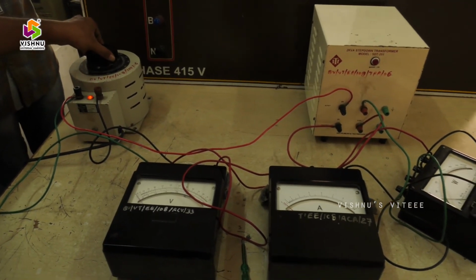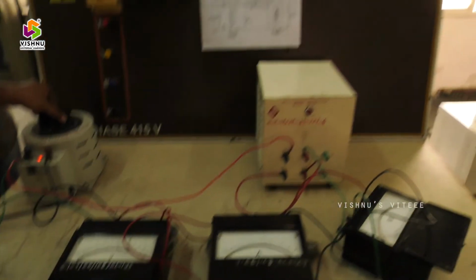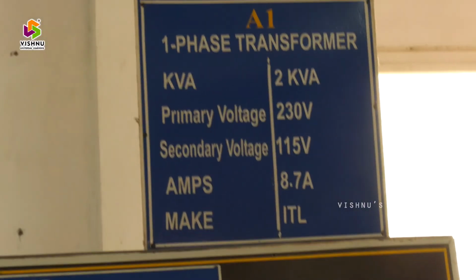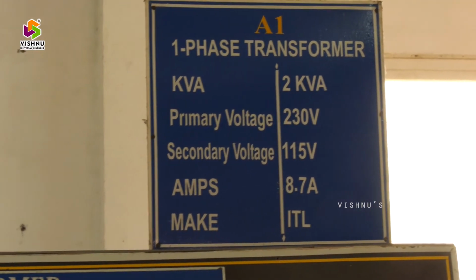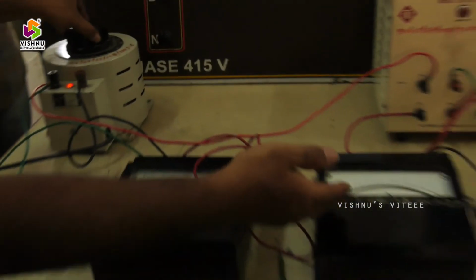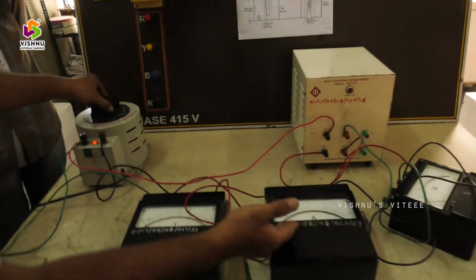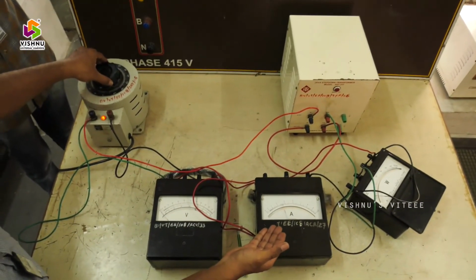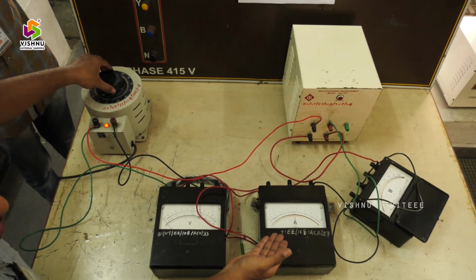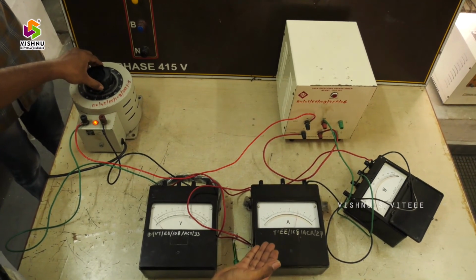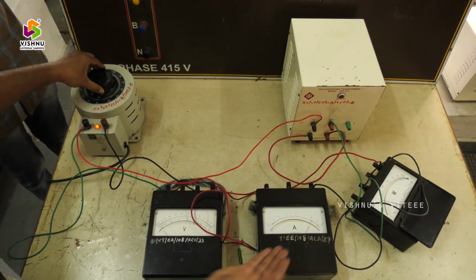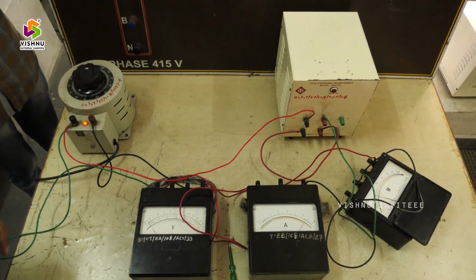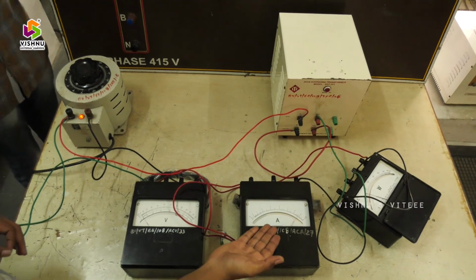The rated current of the transformer is 8.7 amps. Whenever you are operating the knob of the auto transformer, slowly observe the ammeter reading in parallel. The knob will be varied until the ammeter reading shows 8.7 amps. Now we have the ammeter reading at approximately 8.7 amps.